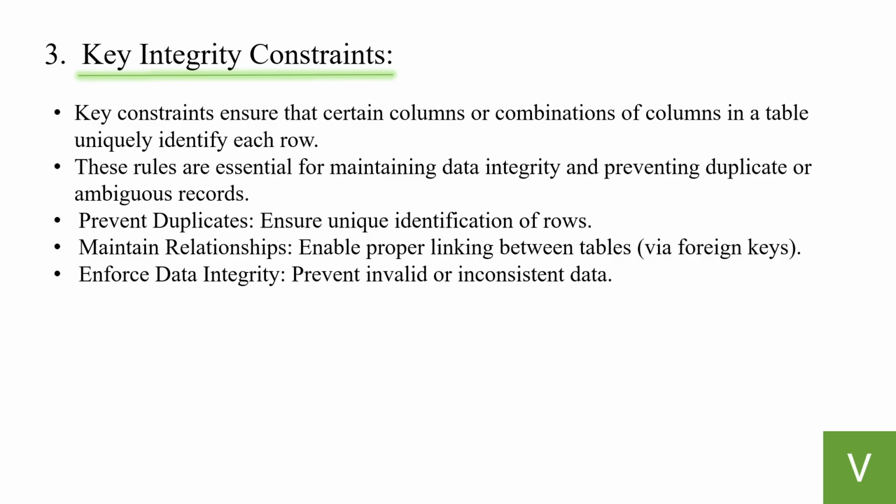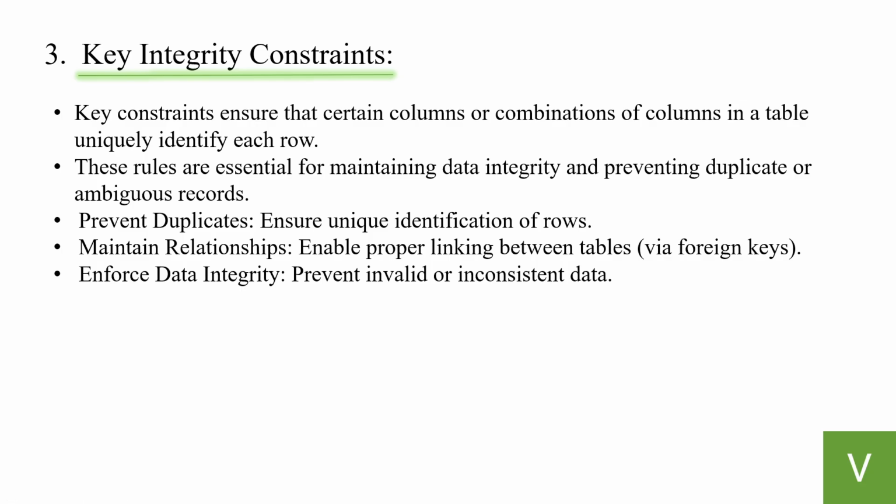Now let us discuss the third type, which is key integrity constraint. Key constraints ensure that certain columns or combinations of columns in a table uniquely identify each row. There are a total of three characteristics. The first is to prevent duplicates. The second is to maintain relationships between tables, which is done via foreign keys. And the third is to enforce data integrity.